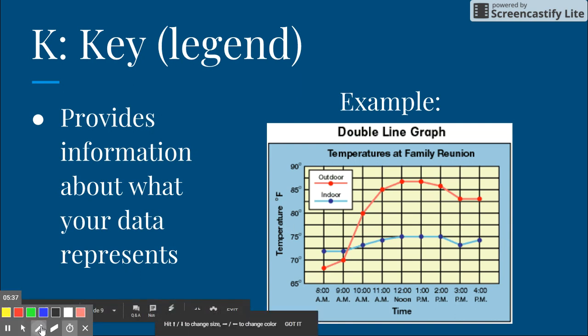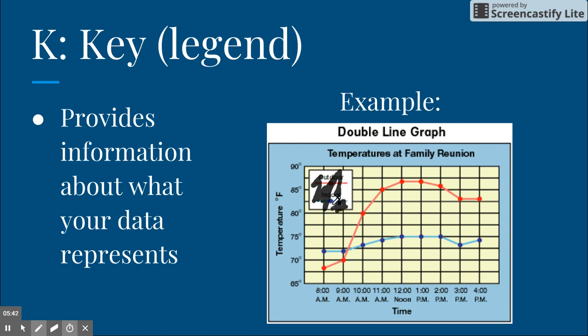If we didn't have that key right there, so just imagine that this is completely missing, we would have no idea what these lines right here represented. We could make guesses as to what they represented, but there would be no real way for us to understand what this red line represented and what this blue line represents. And so if we add a key, that helps us understand our data a little bit further. We now see that that red line represents the outdoor temperature and that the blue line represents the indoor temperature.